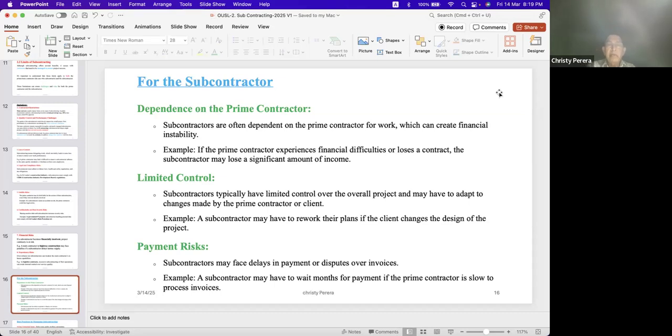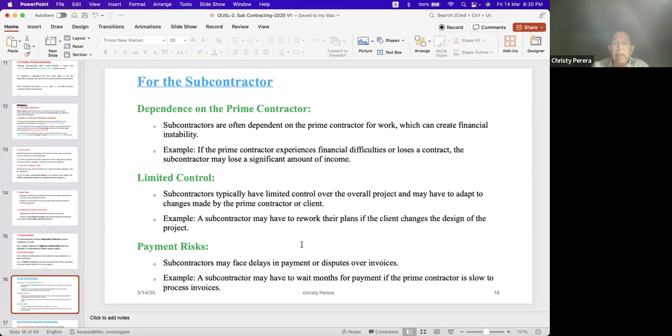Right. Limited control and the payment risk again. Subcontractors may face delays in payment or disputes over invoices. Sometimes the main contractor says, no, your invoice is not correct, you'll have to give the correct invoice. There are a lot of disputes because they also do not do a proper job. They don't sign a proper contract, the correct agreements. Then ultimately they will face a problem.